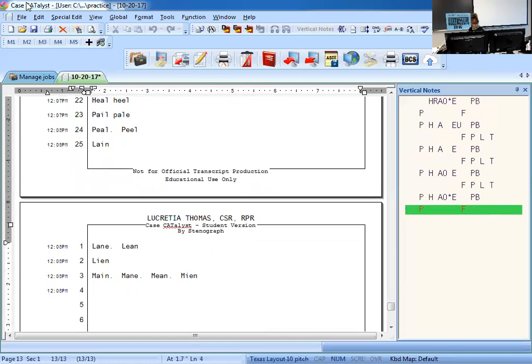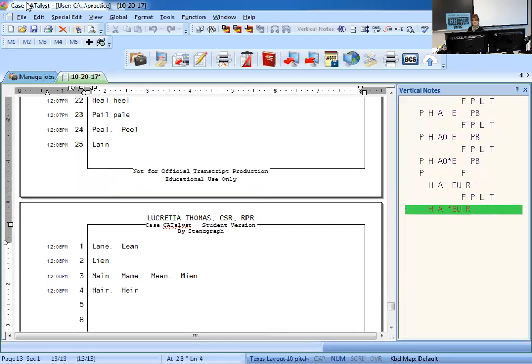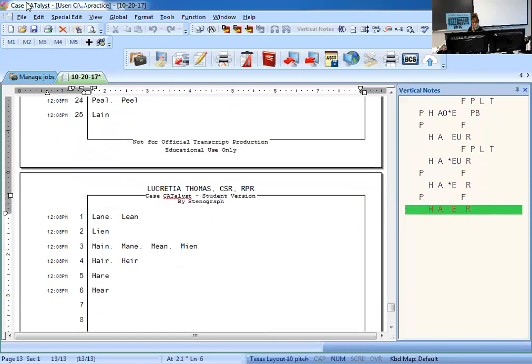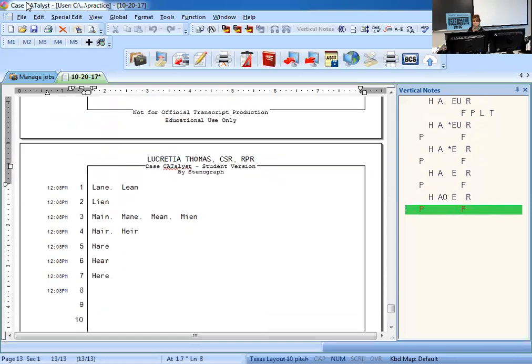Hair as in lady's hair. Heir, one that inherits, H long A-R with an asterisk. Hair as in a rabbit, H-A-E-R asterisk. I hear you, H-A-E-R. I'm here. Make sure you take advantage of how those are spelled.